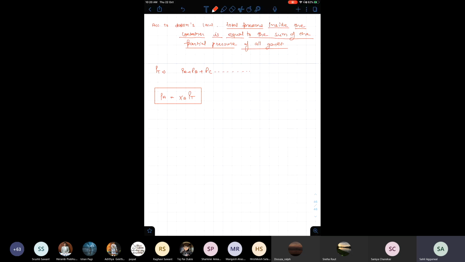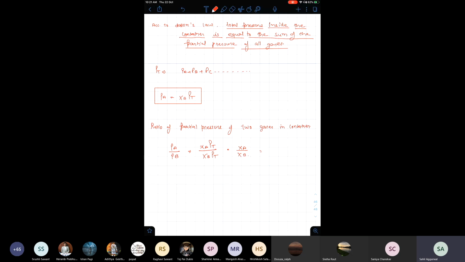What will be the ratio of the partial pressure of two gases in a container? The ratio of partial pressures, PA by PB, will be equal to XA into PT divided by XB into PT. That will be equal to XA by XB.